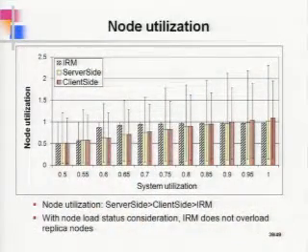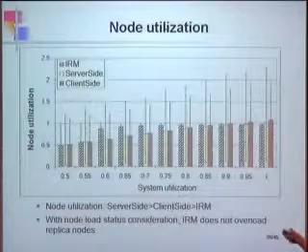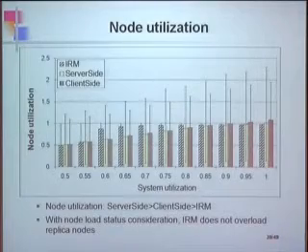Now this is node utilization. I didn't introduce the load balancing idea in my presentation. So basically, when IRM generates replicas, it considers node available capacity, but other methods do not. That's why IRM can always restrict the node utilization to around one, but others, maybe like client-server, have high node utilization. Some nodes may be overloaded.